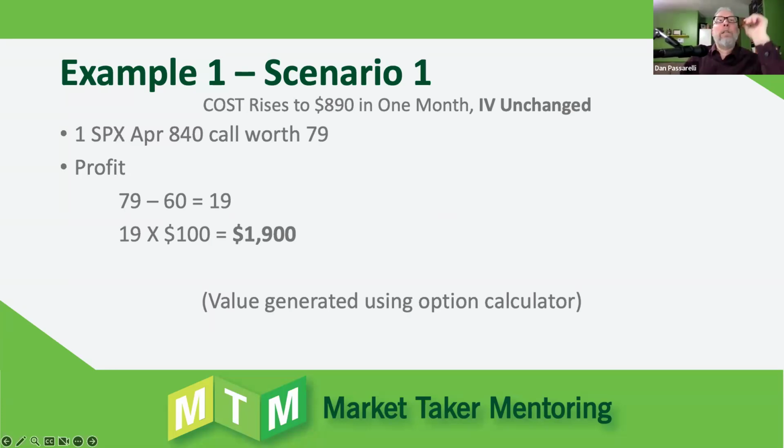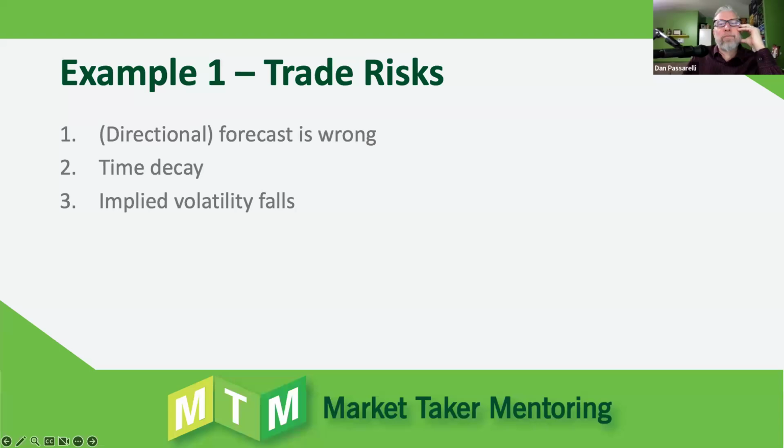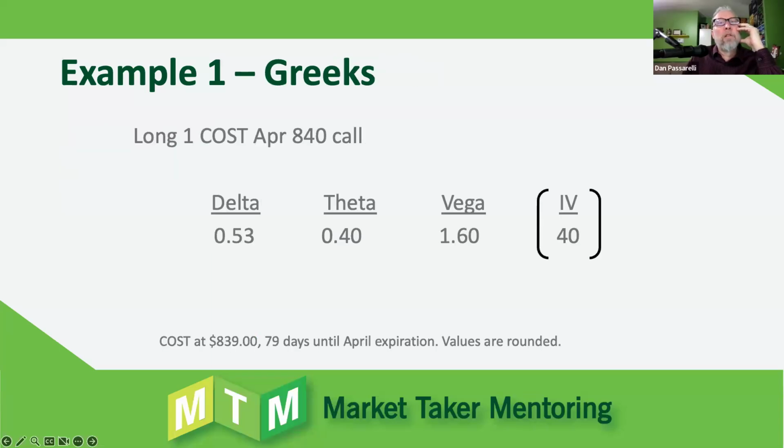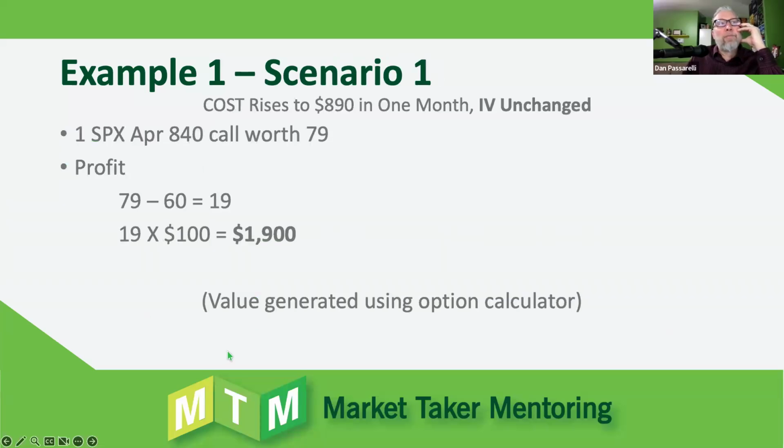Okay, so let's say the stock rises to 890 over 1 month. And wait, what was the stock originally at? Oh, it doesn't say. Oh, 839. So if it goes up to 890, we have 890 minus 839 is 51 bucks. But the call has gone up by, what was the value of the call?